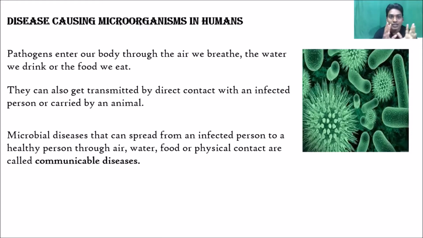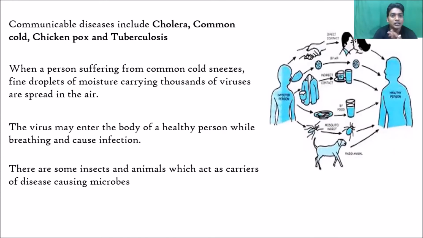Coming to the next one, communicable diseases include cholera, common cold, chickenpox and tuberculosis. So what are all considered communicable diseases? Cholera, common cold, chickenpox and tuberculosis are considered communicable diseases. How does a communicable disease spread?